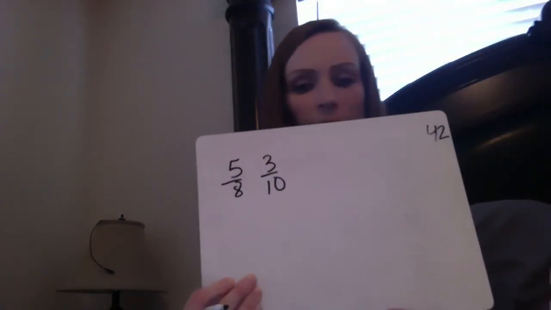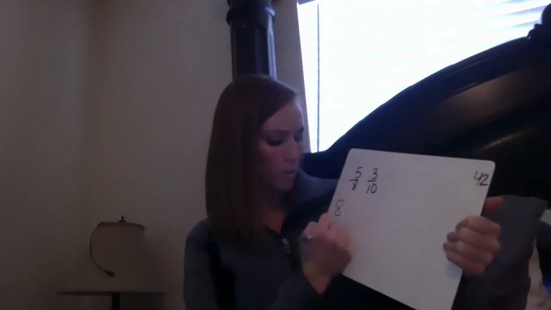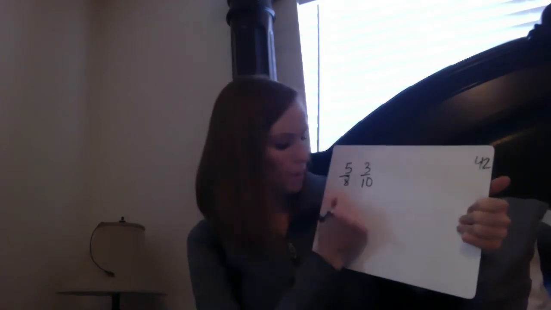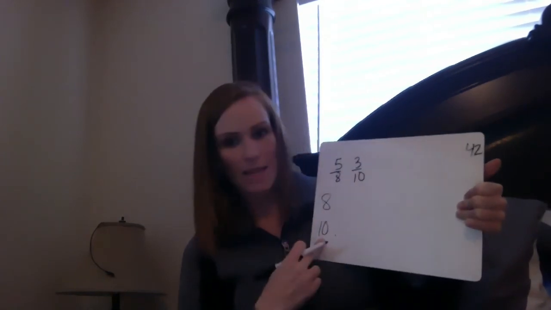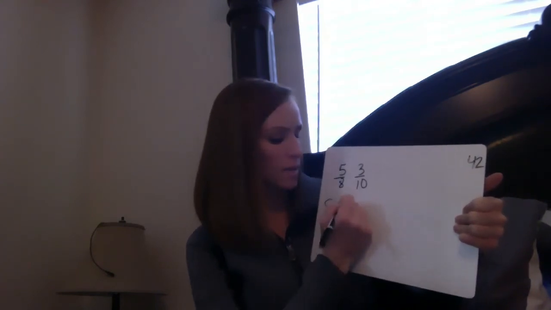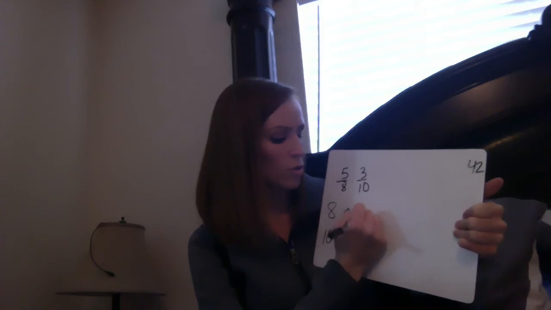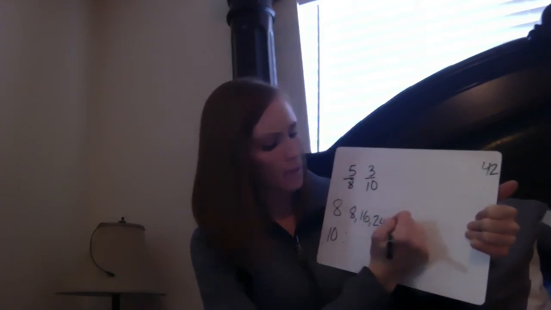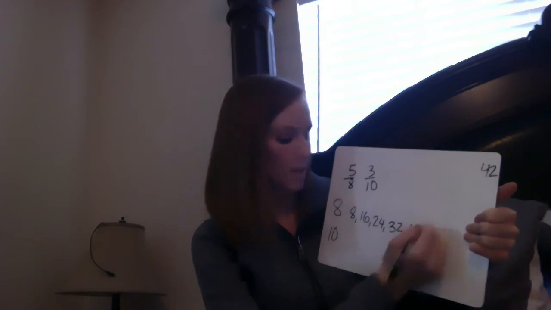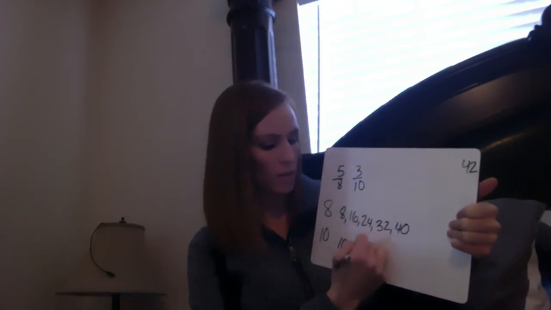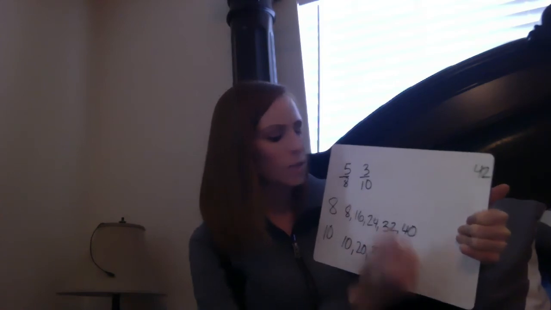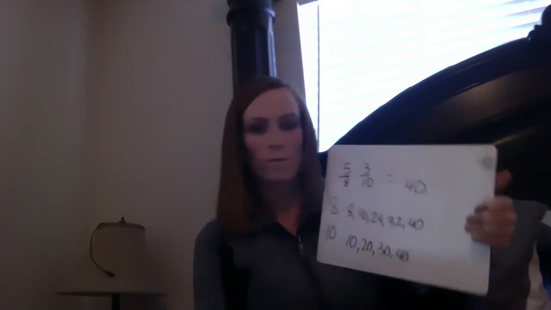Let's try one. It says the denominators of 5/8 and 3/10 are 8 and 10. What is the least common multiple of 8 and 10? So now we need to find the least common multiple. So I'm going to do one number at a time so we can stop when we get to the least common multiple. And we know it's going to end in 0, right? So 8 times 1, 8 times 2, times 3, times 4, times 5. Okay, and then this would be 10, 20, 30, 40. So the least common multiple of these two is 40.